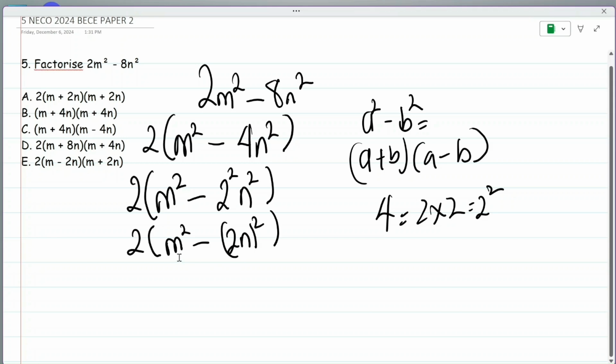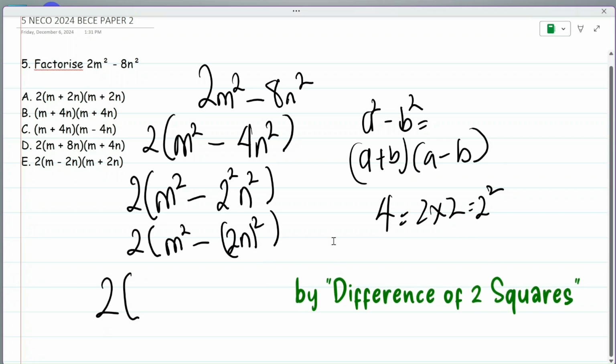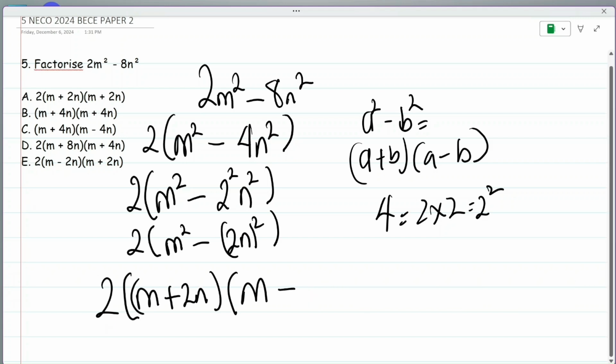Now that you have this, you can now use difference of two squares, where you have a plus b and a minus b. It works where the first algebraic expression has a power of 2 subtracted by the second one with the power of 2. Once you have a question in this format, you have m squared minus 2n squared. This is your a, m is your a, and 2n is your b. So you have 2 into open bracket. We will factorize what is in the bracket. You now have m plus 2n in one bracket, then m minus 2n in the second bracket. So you have them in this format.